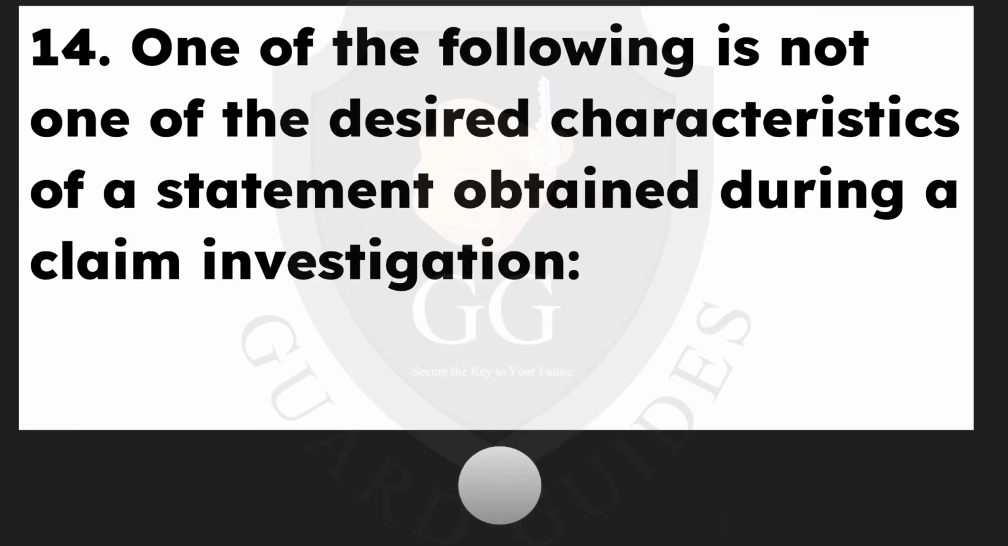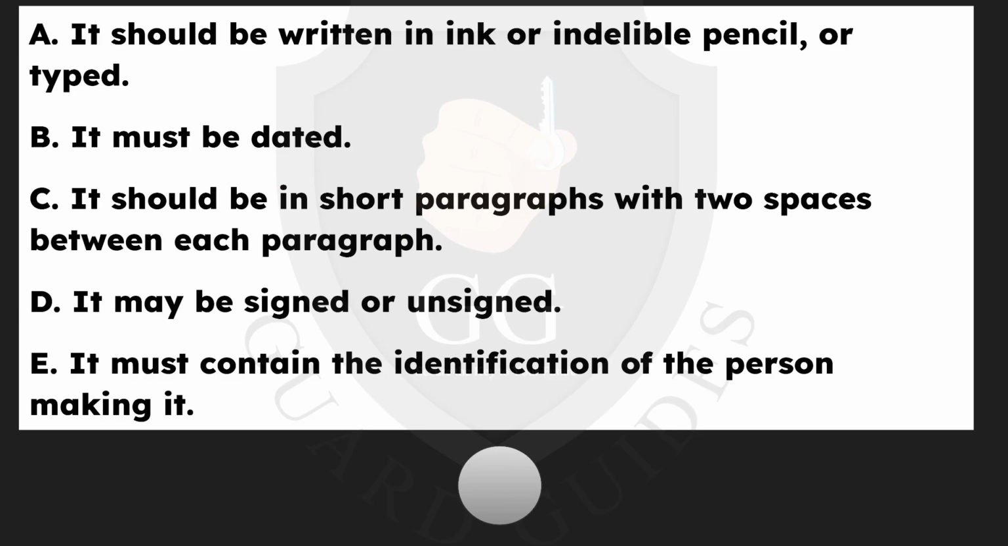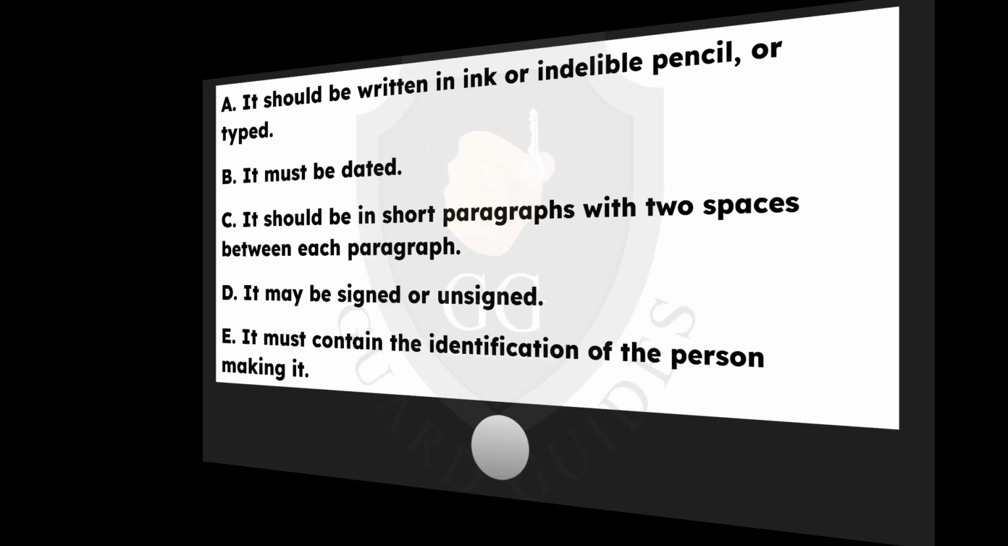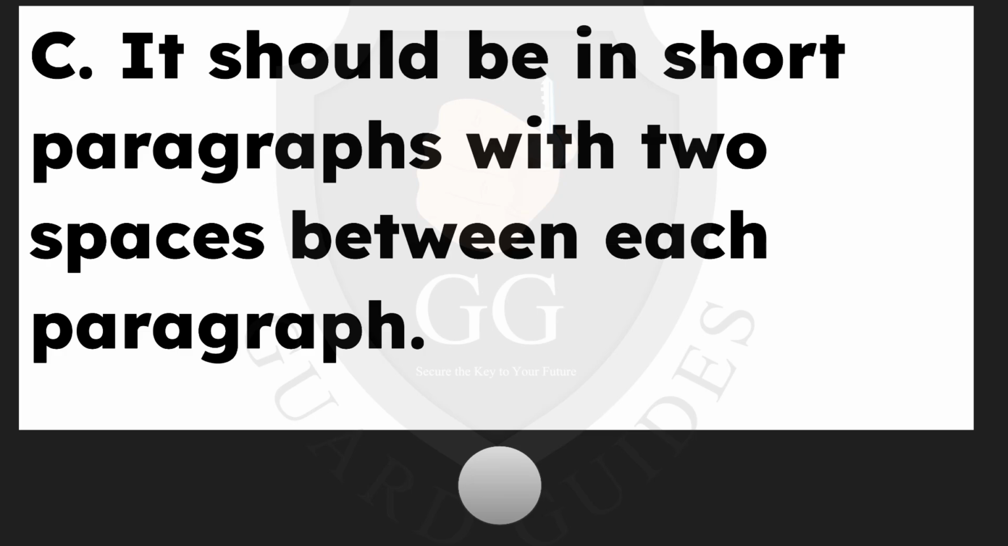Number 14. One of the following is not one of the desired characteristics of a statement obtained during a claim investigation. A, it should be written in ink or indelible pencil or typed. B, it must be dated. C, it should be in short paragraphs with 2 spaces between each paragraph. D, it may be signed or unsigned. E, it must contain the identification of the person making it. The answer is C, it should be in short paragraphs with 2 spaces between each paragraph.